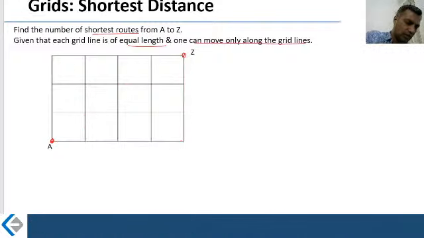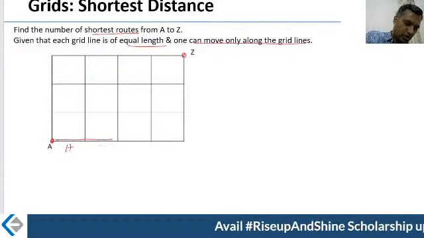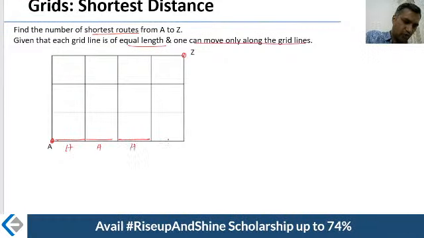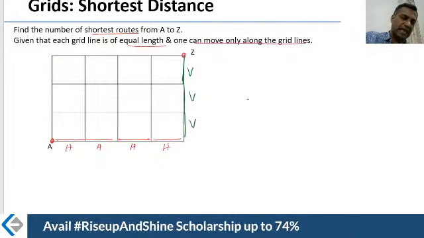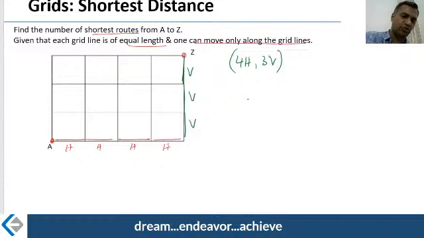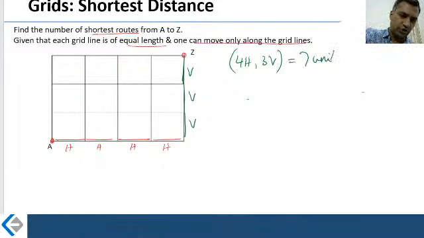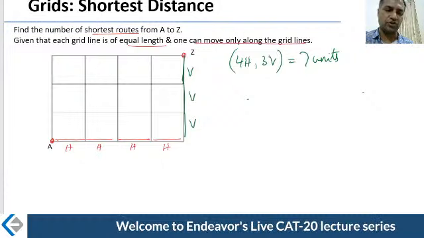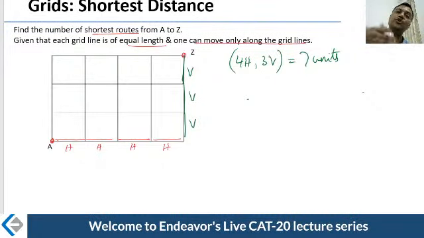So what I'm trying to say is, look, this is one horizontal unit, second horizontal unit, third horizontal unit, and fourth horizontal unit. Now this is the first vertical unit, second vertical unit, and third vertical unit. As long as you travel 4 horizontal and 3 vertical, you will reach the destination by using the shortest route, which means 7 units you should travel, out of which 4 should be horizontal units and 3 should be vertical units of your choice.